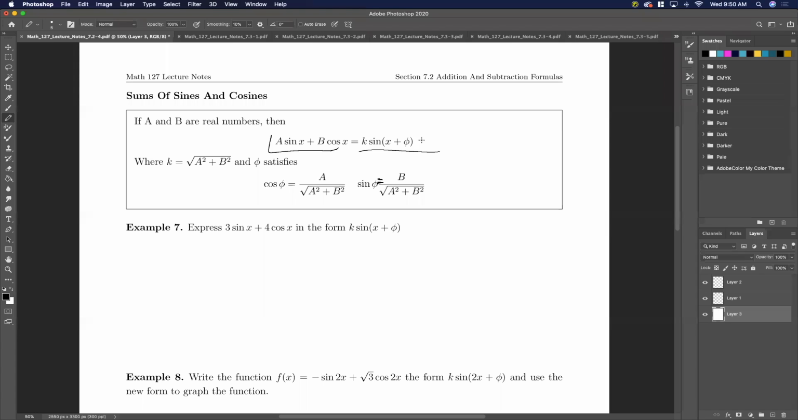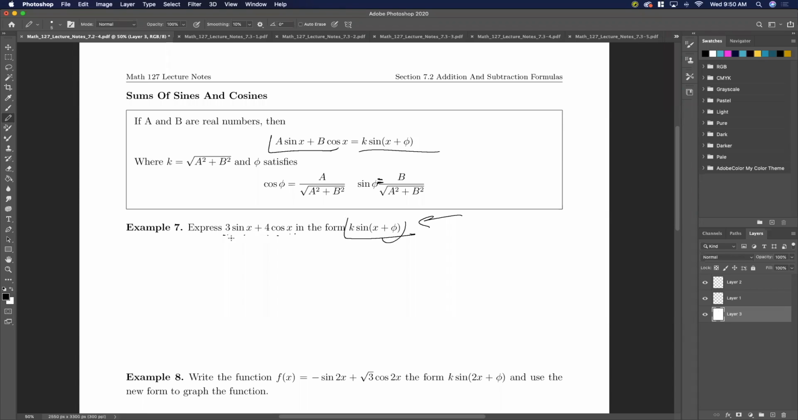So let's wander through how to do this. Let's say we have 3 sine x plus 4 cosine x, and we want to write this in the form k sine of x plus phi. We learned how to graph these. I guess we didn't do the phase change. The phase shift is just moving it left or right by that much.